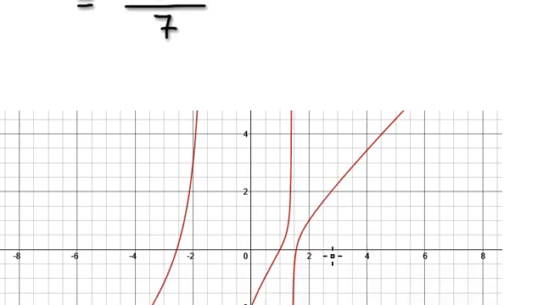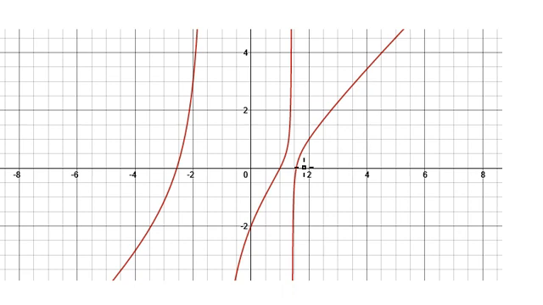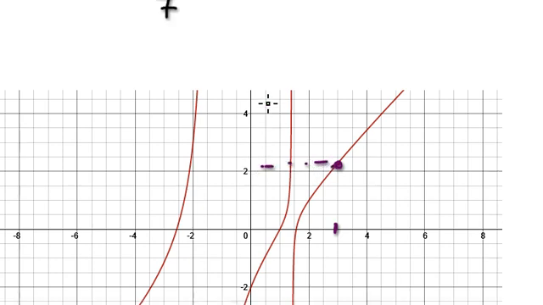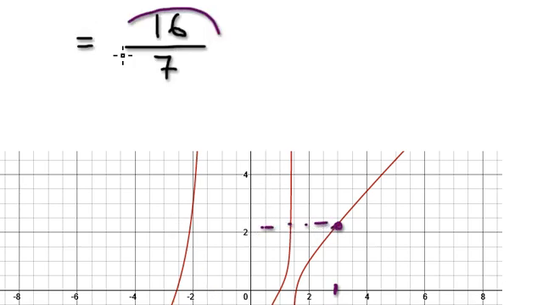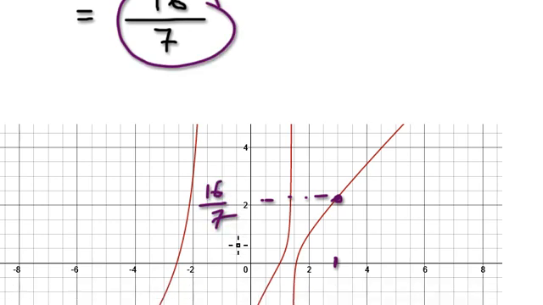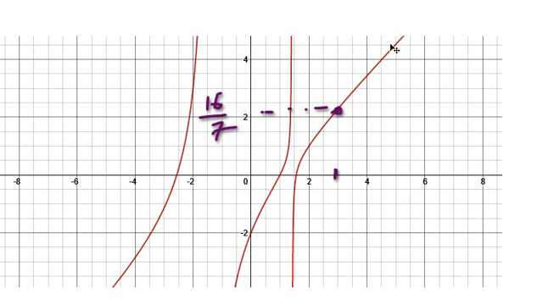Looking at this graph, you can also try to find, well, I will continue in the next video, but the answer to this practice problem is, as x approaches 3, 16 over 7. So the answer here is 16 over 7. In the next video, I will try to find the limit of this point here.